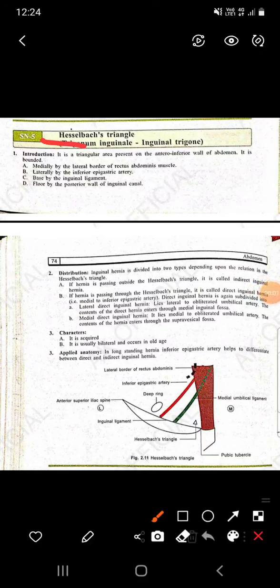Topic is Hesselbach's triangle. It is a triangular area present on the anterior inferior wall of the abdomen.